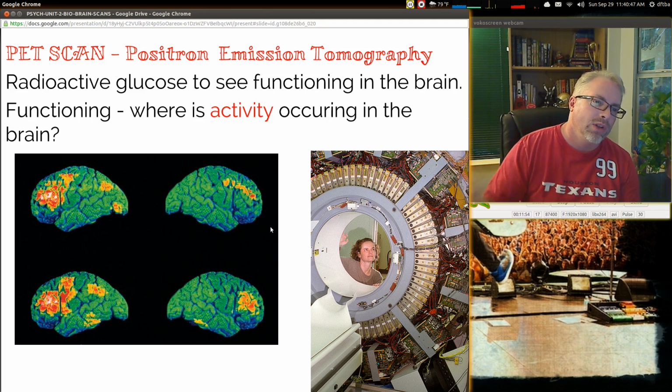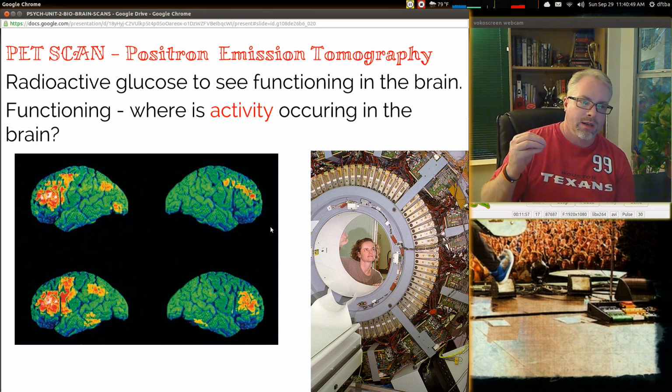The PET scan is short for positron emission tomography. This uses radioactive glucose to see the functioning of the brain. Where is activity occurring in the brain?